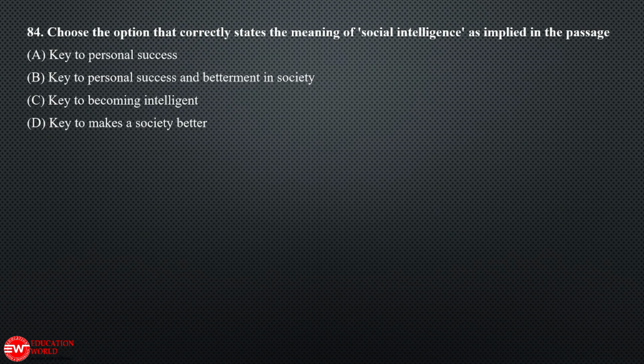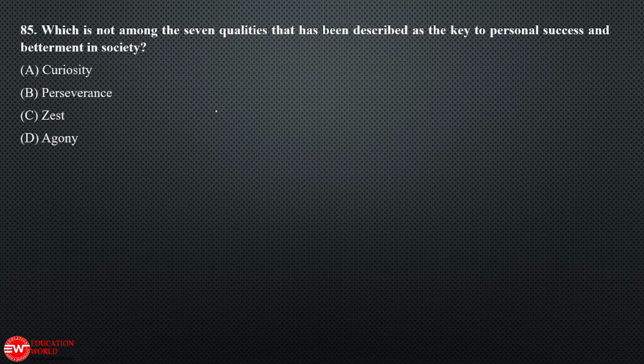Choose the option that correctly states the meaning of social intelligence. Social intelligence को इन options में से कौन सबसे अच्छे present करता है? That we will get to know. So option B, key to the personal success and betterment in society is social intelligence, which is not among the 7 qualities that has been described as the key to the personal success and betterment in society. So curiosity, perseverance, and jest are 3 of those 7 qualities. Agony is not. So agony is our right option.